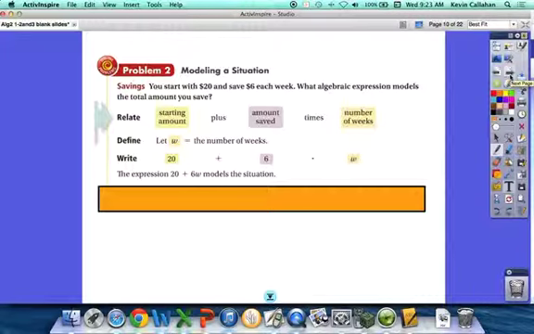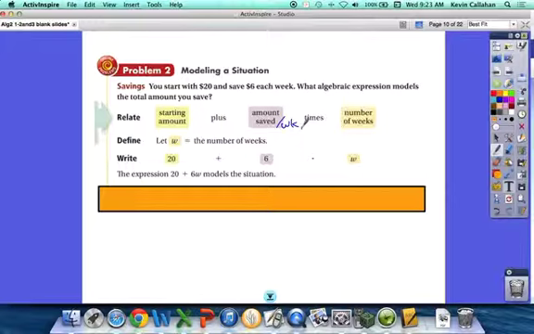Okay, this is an example just to show. You start with $20 and save $6 each week. What algebraic expression models the amount that you save? Right? So you have a starting amount plus the amount saved, and what they should say here is per week, and then you're going to multiply that times the number of weeks.